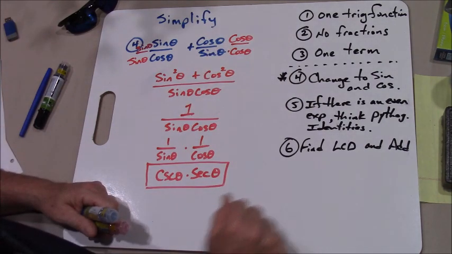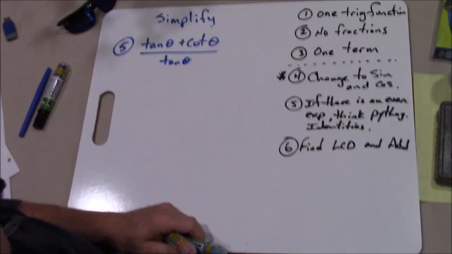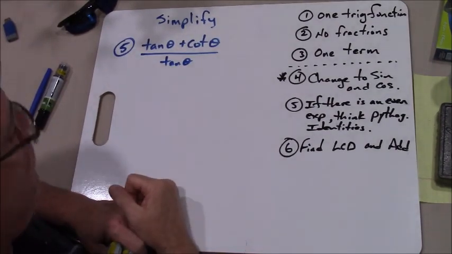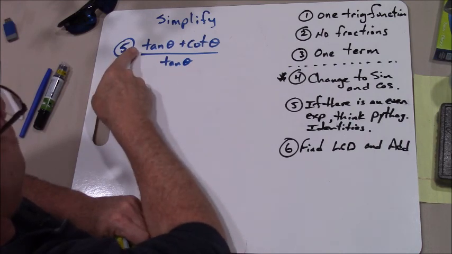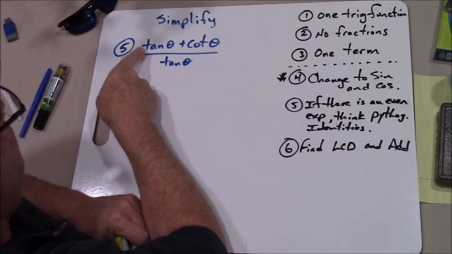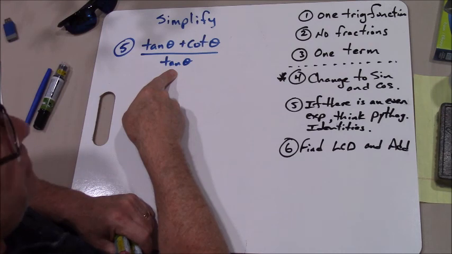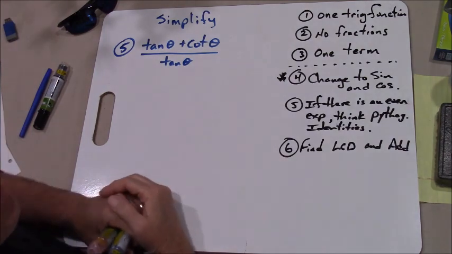All right, let's try one more. I'm going to let you guys try this one on your own. We've got tangent theta plus cotangent theta over tangent theta. Go ahead and try it.